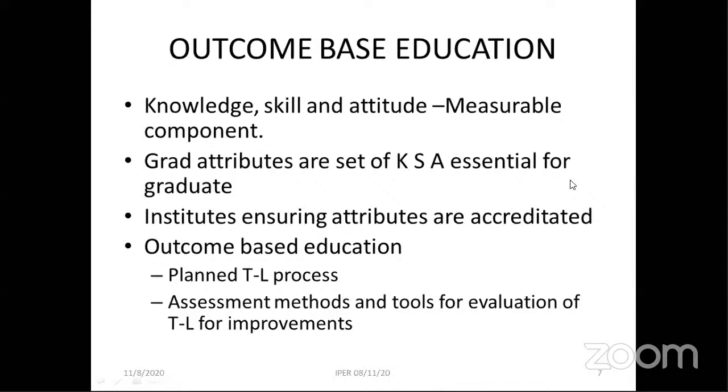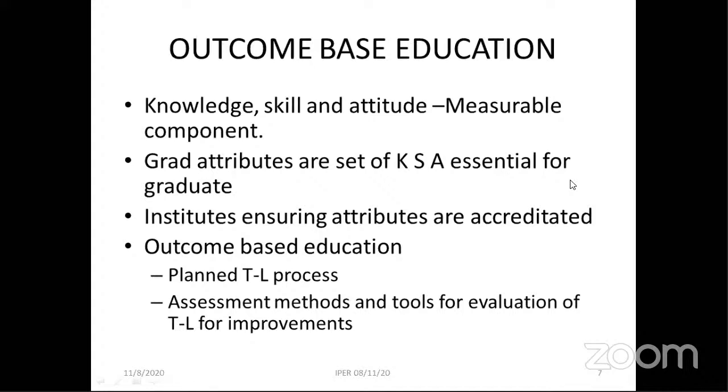The basic theme is provided by the NBA, that what type of knowledge, what type of skill, and what type of attitude is required by the students passing the professional graduate courses, and that comes into the category of graduate attributes. There is a claim by the NBA that those institutes ensuring these attributes are accredited. If the students are following these attributes, then that type of institute can be accredited. The basic outcome-based education program has a very good and well planned teaching learning process.